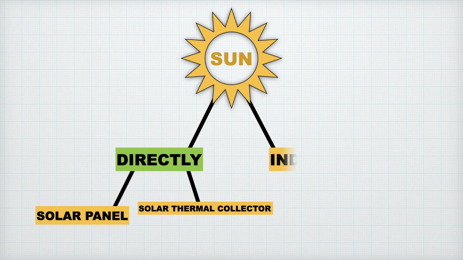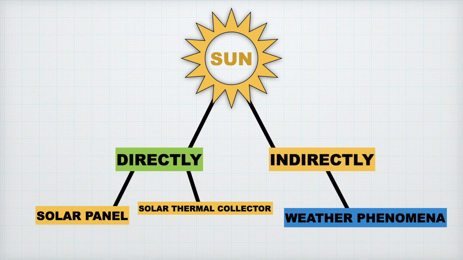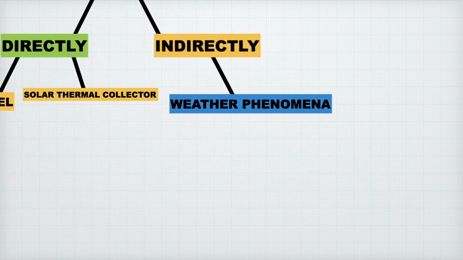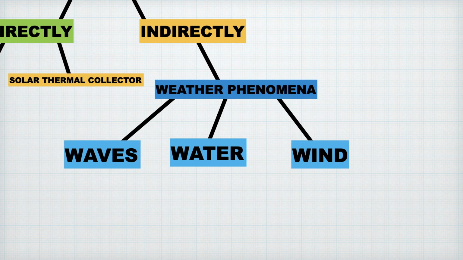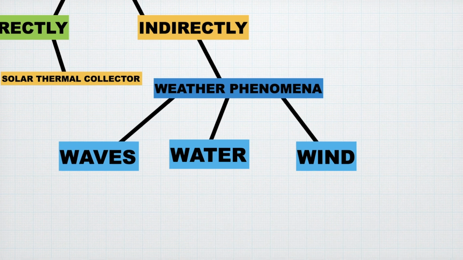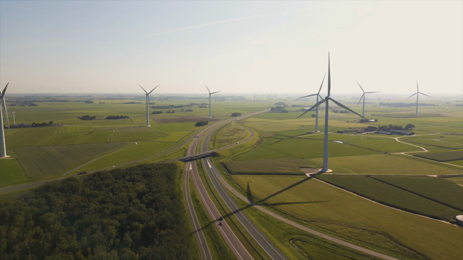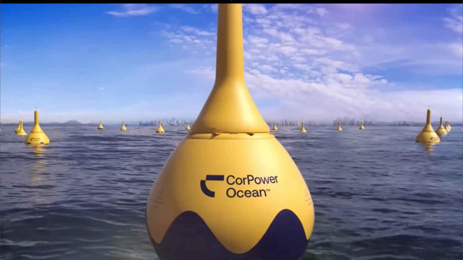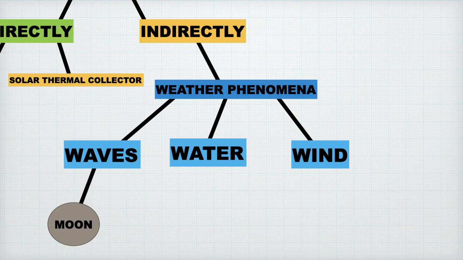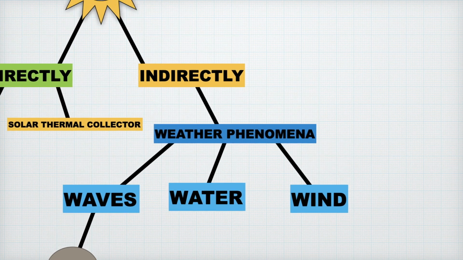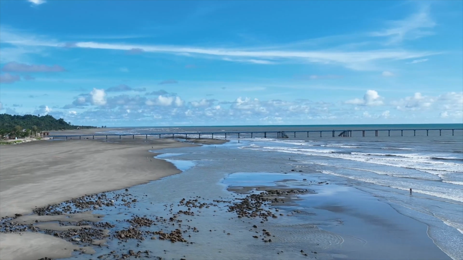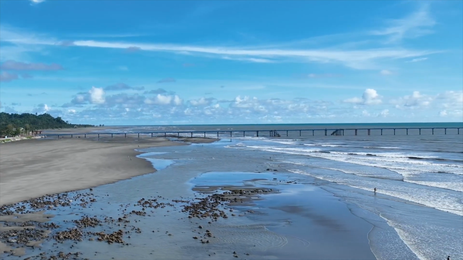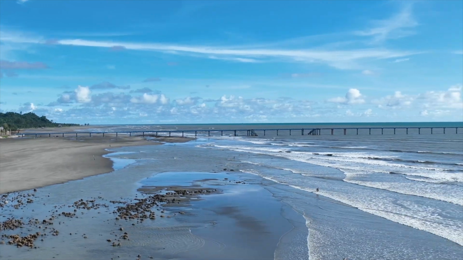The sun is indirectly behind almost all weather phenomena and the kinetic energies of them, as winds, storms, waves, rain, etc. are caused by the sun's energy. We can also utilize the energy from weather phenomena by, for example, using windmills and wave generators, etc. It should be noted that the gravitational forces of the moon and the sun are behind tides, and these tidal movements can also be utilized for energy.